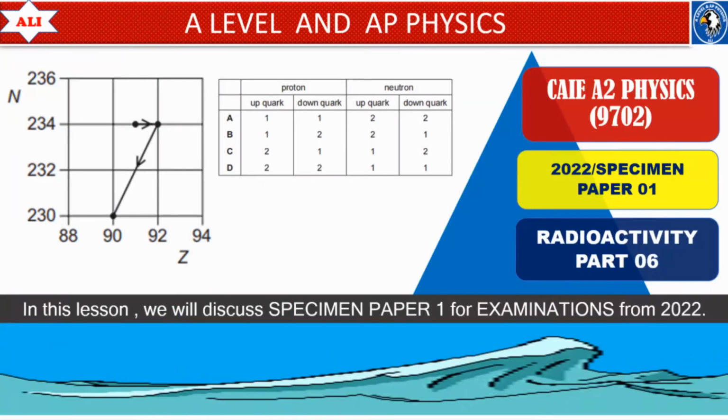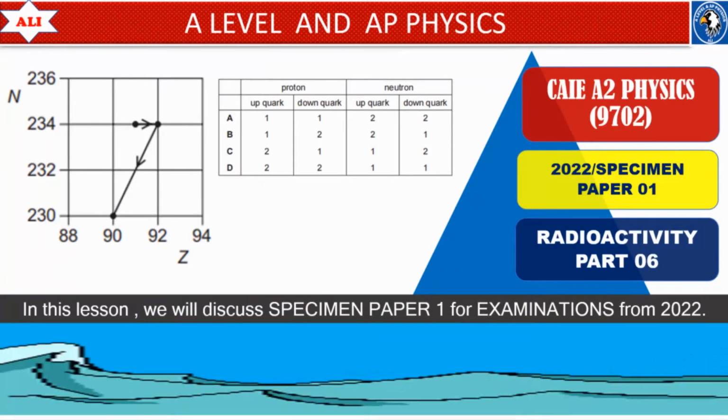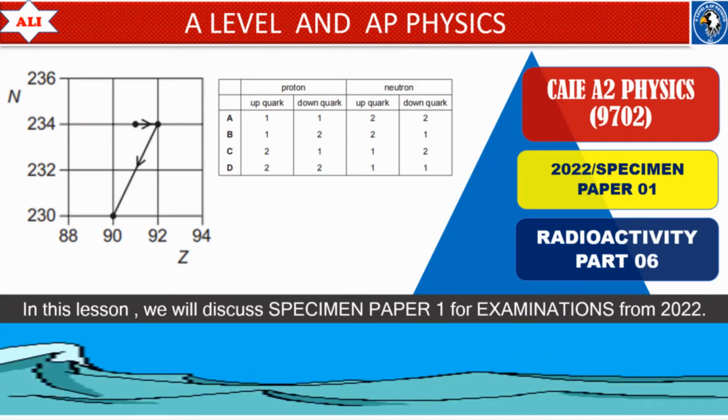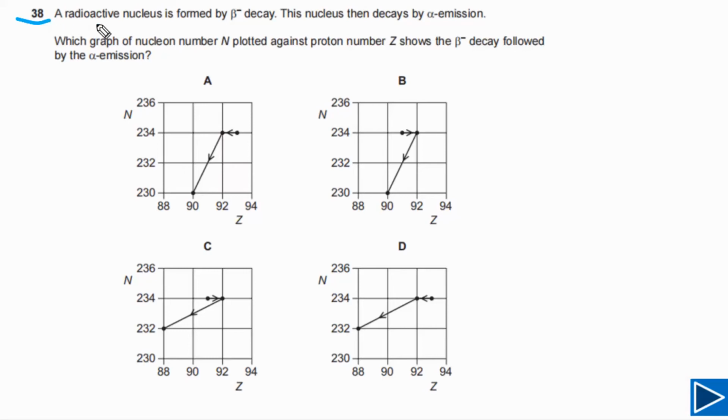In today's lesson, we will discuss some typical types of questions on radioactivity from Specimen Paper 1 for the 2022 exams. For question number 38, it is given that a radioactive nucleus is formed by beta minus decay. This nucleus then decays by alpha emission. We need to find out which graph of nucleon number N plotted against proton number Z shows the beta minus decay followed by the alpha emission.